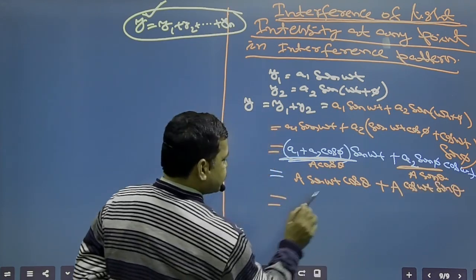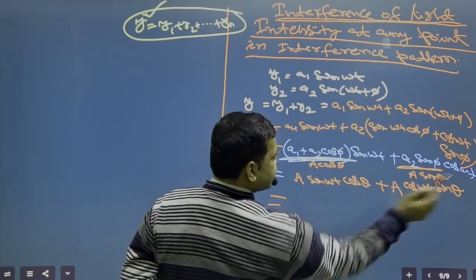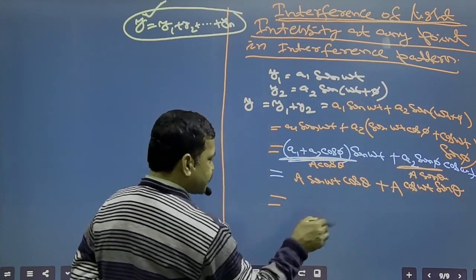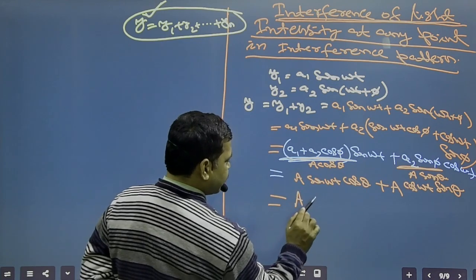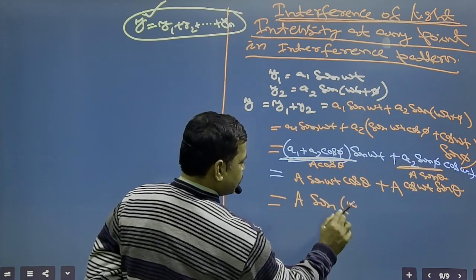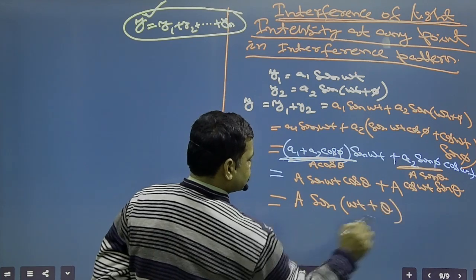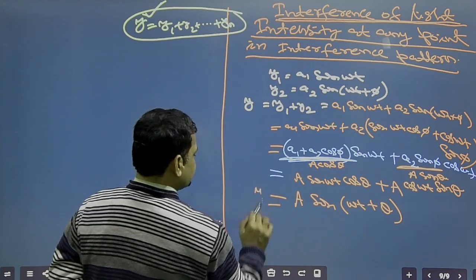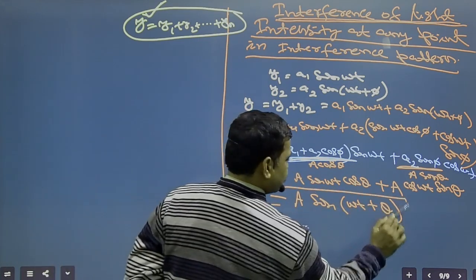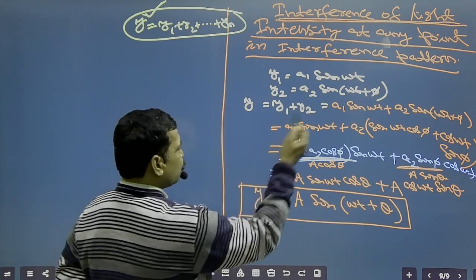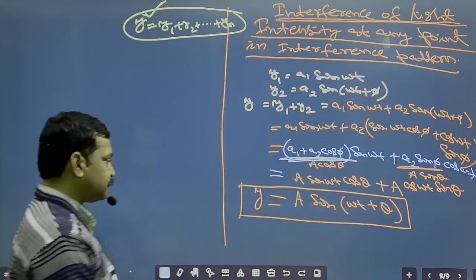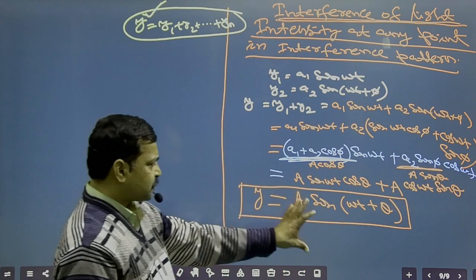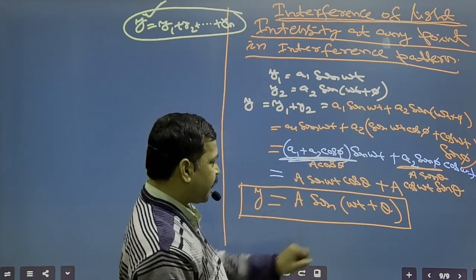So you know this is sin a cos b plus cos a sin b, so the formula will be sin(a plus b). So here we will be getting a sin(omega t plus theta), right? So this is the resultant displacement of any particle when two waves are interfering with each other. From this you see how to find out the value of a and how to find out the value of theta.